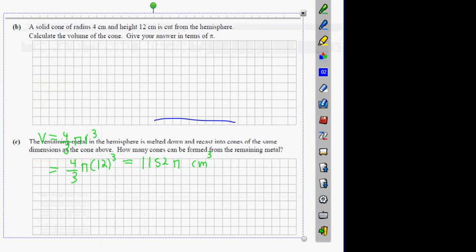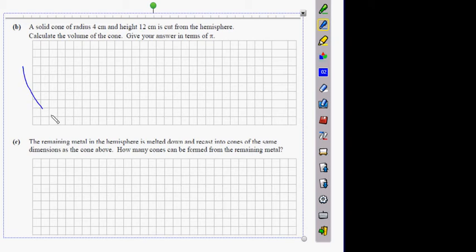There we go. Maybe that's the next part, right? So, next part. A solid cone of radius 4, height 12 is cut from the hemisphere. So we had the hemisphere initially. Okay, so that's our hemisphere there. And then inside the hemisphere, we actually had a cone cut from the middle. Okay? So what is the volume of this cone?